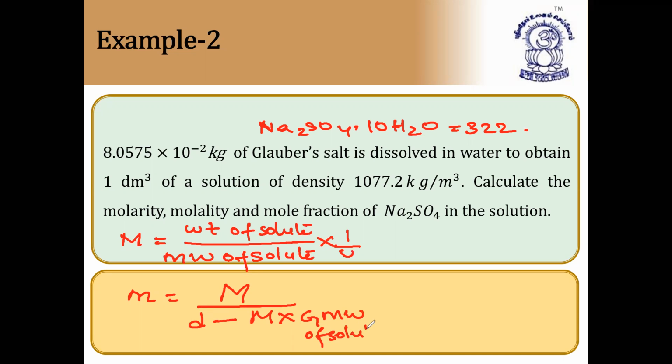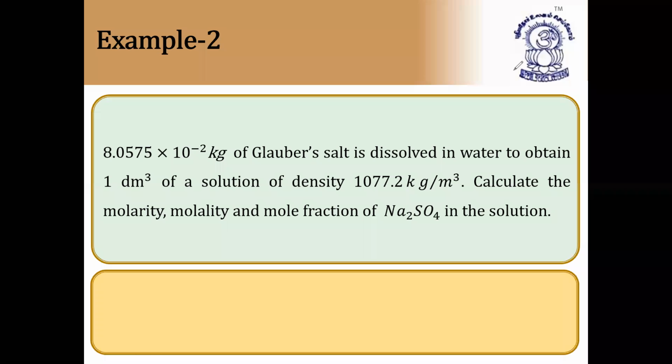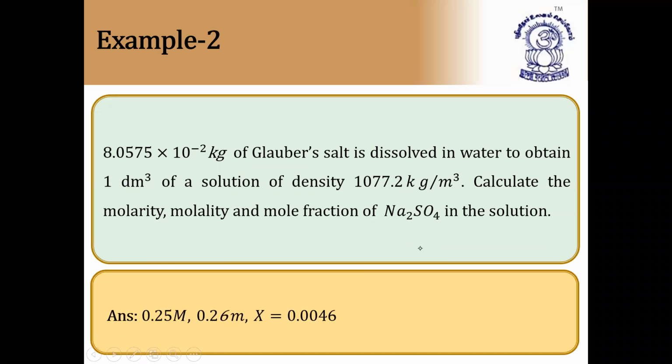In this you'll get molality, and next mole fraction. From molality you can find mole fraction: molality is equal to X2, that is mole fraction of solute, by mole fraction of solvent into M1, that is molecular weight of solute. So by using these three formulas, definitely you'll get the answer. So I hope it is clear. Next. So answers are 0.25 molarity, 0.26 molality, and X is equal to 0.0046, that is mole fraction of solute.